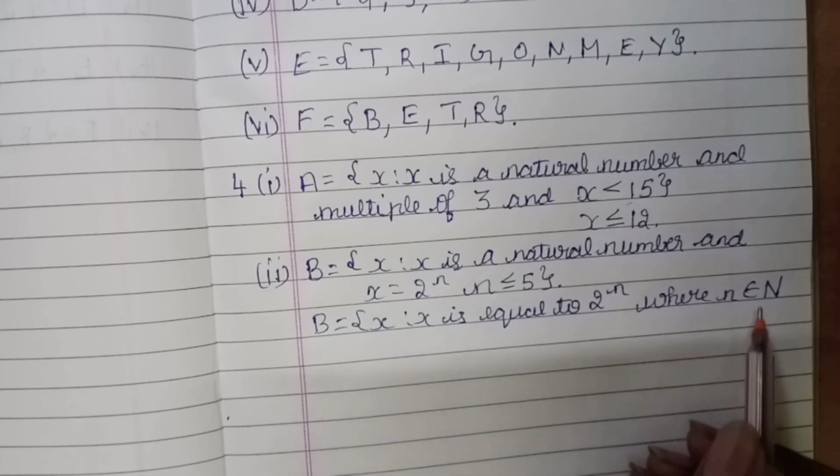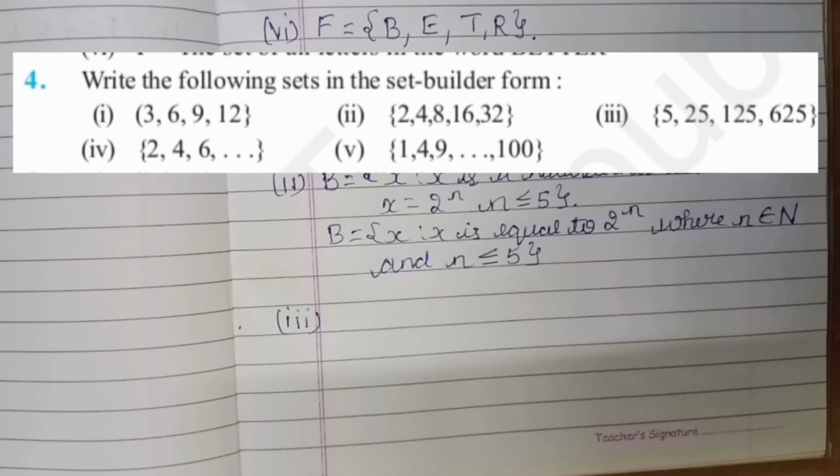Okay, we'll proceed. Third sub question: 5, 25, 125, 625. First of all, after reading the elements, you will come to know that these elements are natural numbers, and the series says that these numbers are powers of 5. It is a similar kind of question as the second one. In the second one, we came across powers of 2. In the third one, powers of 5. So pause the video, write the answer in the comment section, and play and check your answer.